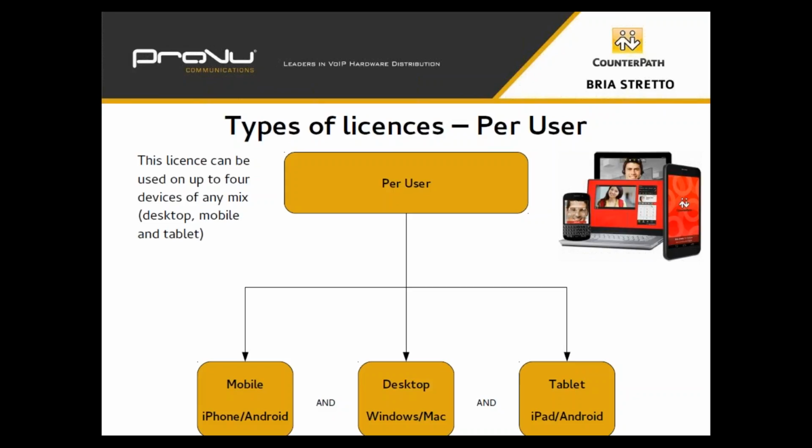But basically, if you've got a client that's going to be using Bria Stretto on the mobile device when they're out and about, and if you've got somebody that's going to use it on the desktop machine, maybe at work or at home if they need to work from home, the user license is more designed for that, so that you're not having to purchase the mobile license, the desktop license, and the tablet license.